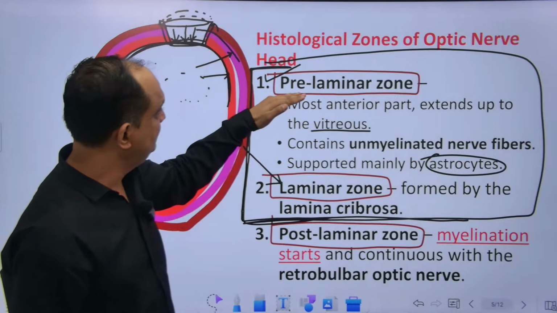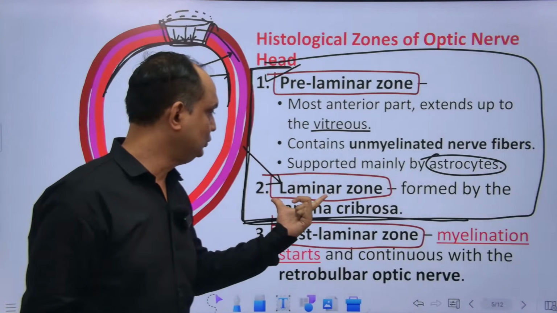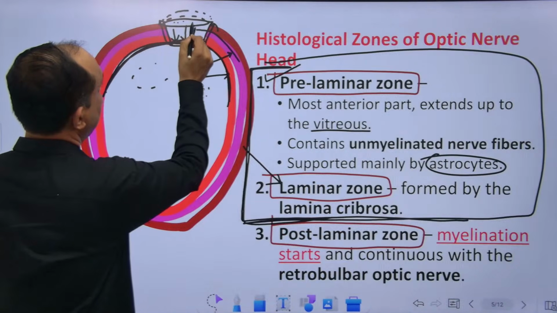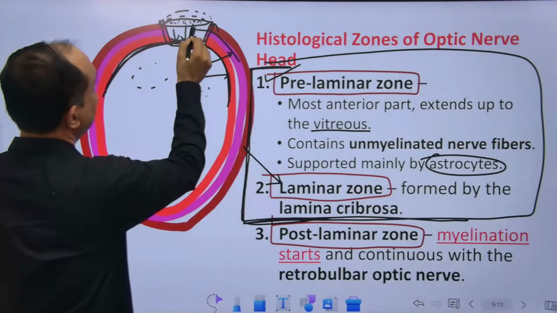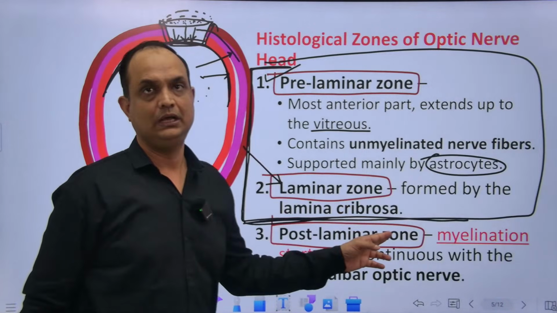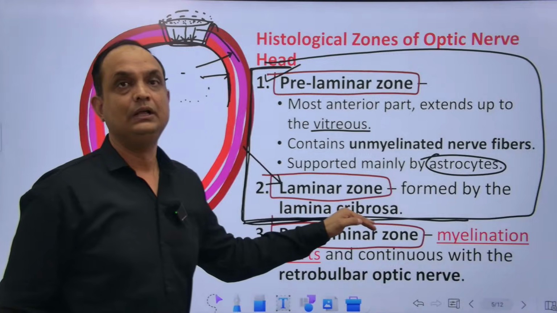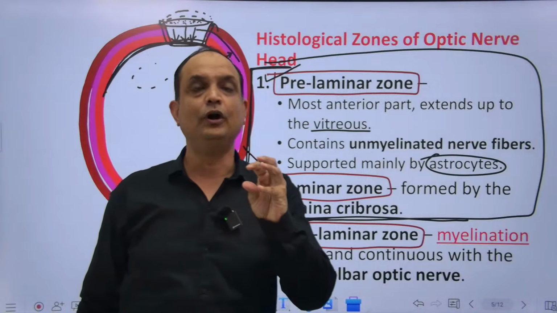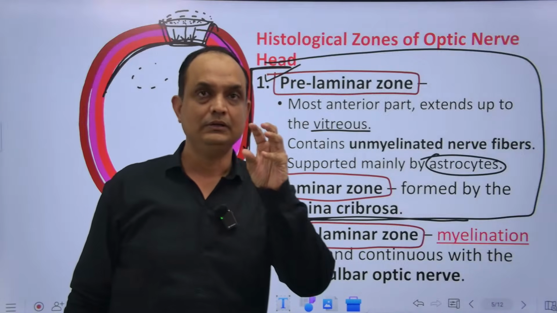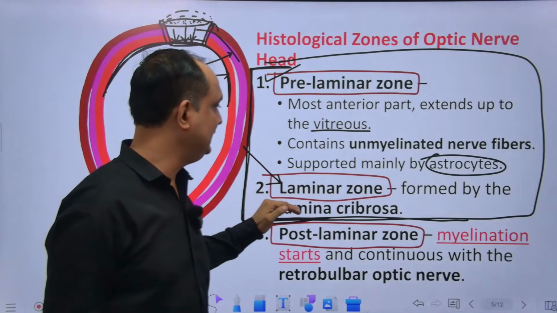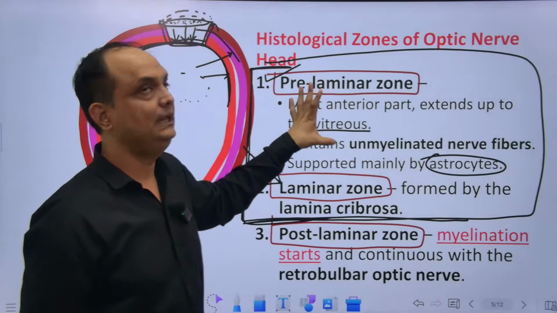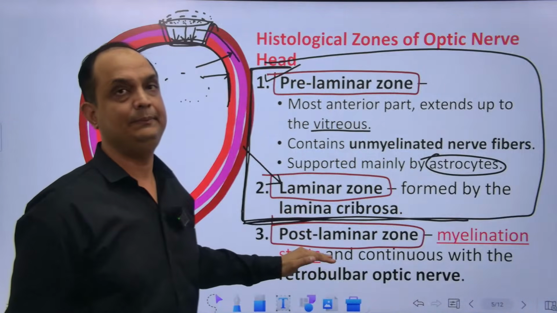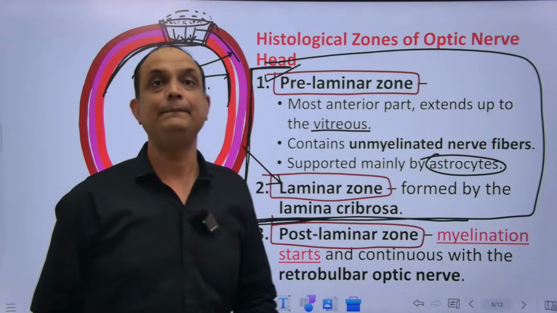Now, what is the difference between the pre and laminar zone? Laminar zone has two characteristics. First, in this area you will have a cribriform plate in the sclera, known as lamina cribrosa. Through this lamina cribrosa, the fibers will come out in the form of bundles, small fasciculi, small groups. That is present in this lamina, but in the prelaminar zone the axons are not in groups, and outside this laminar zone the fibers have myelination.